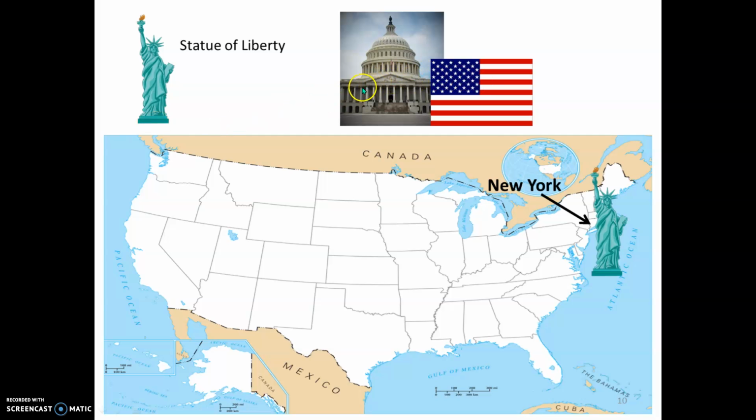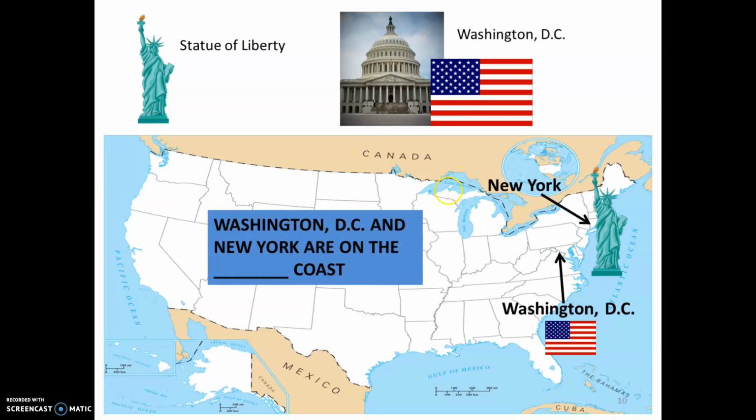This picture is a picture of the country's Capitol building. What is the capital of the United States? Yes, it's Washington, D.C. Washington, D.C. isn't too far from New York, actually. It's around here. So looking at this map, we can say that both Washington, D.C. and New York are on the what coast? Yes, the East Coast.